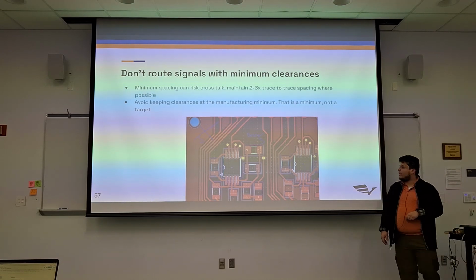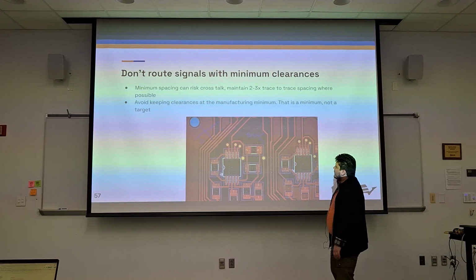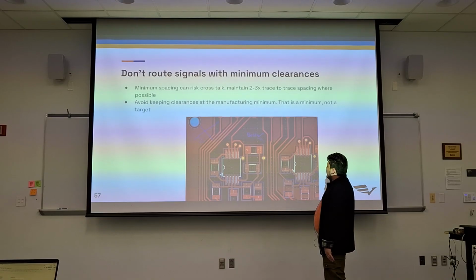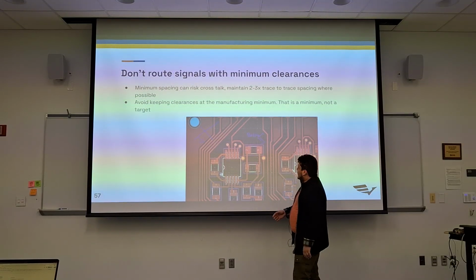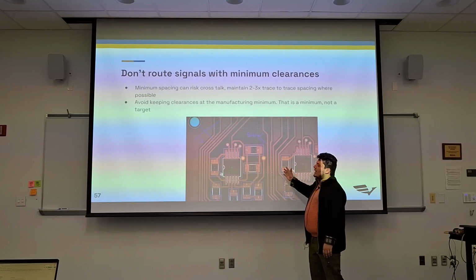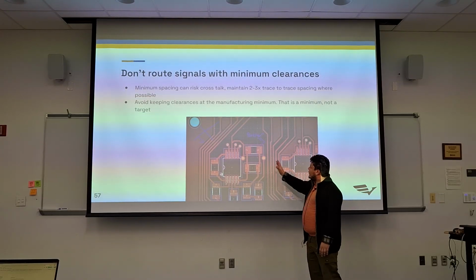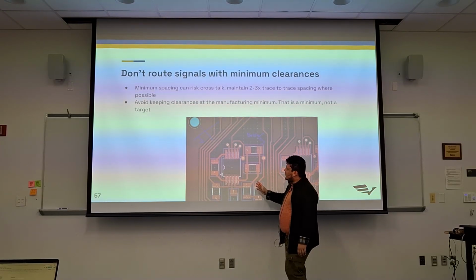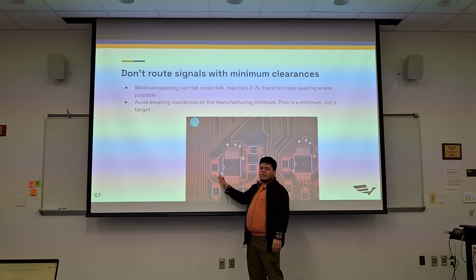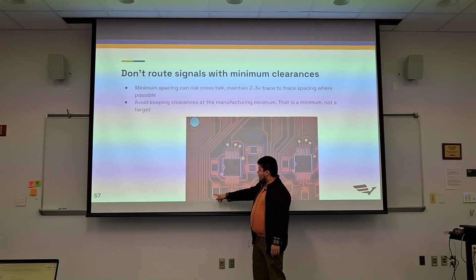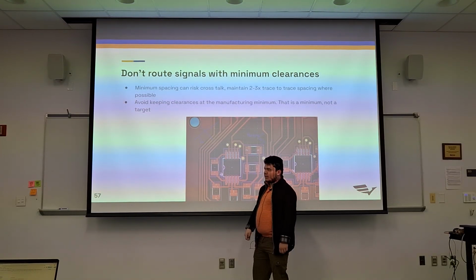Don't route with the minimal clearances. So here I have two examples of basically the same sort of routing, right? In this case, they are pretty close because they kind of have to be, right? There's not too much space, but you definitely do not want to be just squishing all your traces together, because these are all using the minimum clearance that we gave it.